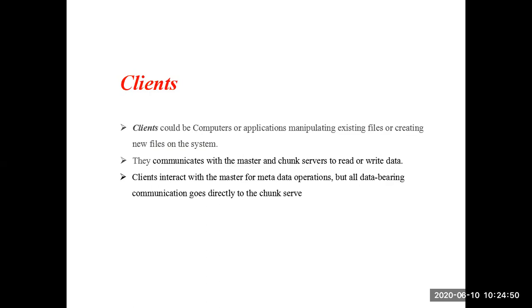That means master is not directly storing the data. He is only storing the metadata. He is providing information about the chunk servers only. Clear, guys? What is the role of the client? This is briefly the role of the client machine.